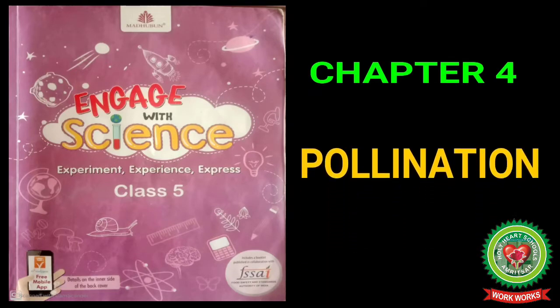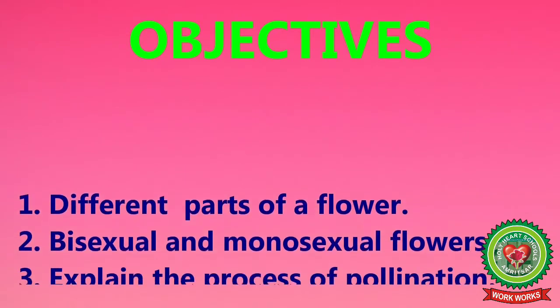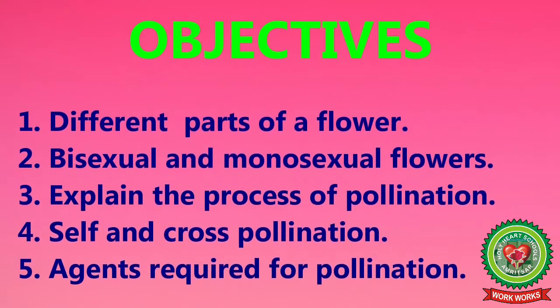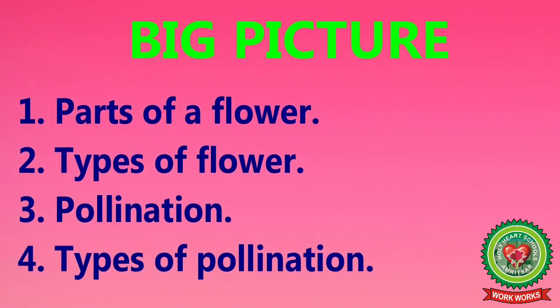Before I start, I am going to discuss the objectives of this chapter, topics to be discussed and terminology of this chapter. So students, the objectives of this chapter are: learn about different parts of a flower, bisexual and monosexual flowers, explain the process of pollination, self and cross pollination, and agents required for pollination. In this chapter, we will study about parts of a flower, types of a flower, pollination, and types of pollination.